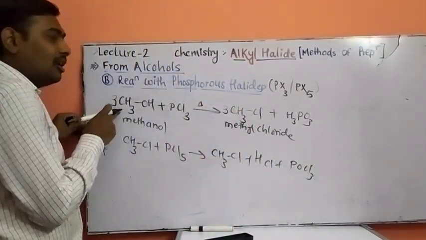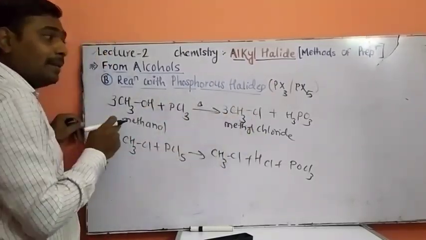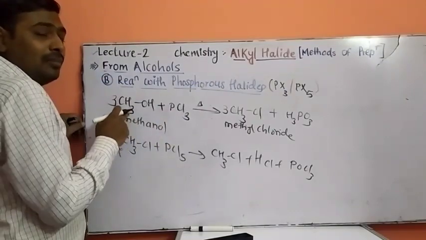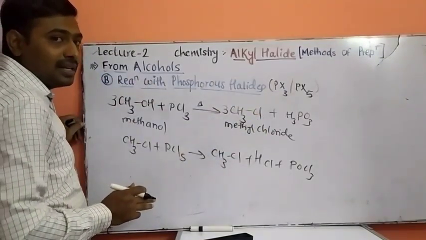You may take ethanol, use ethyl chloride. You may take propanol, use propyl chloride. You may take any compound, 1-butanol, 2-butanol. It gives alkyl halide as a product in this reaction.